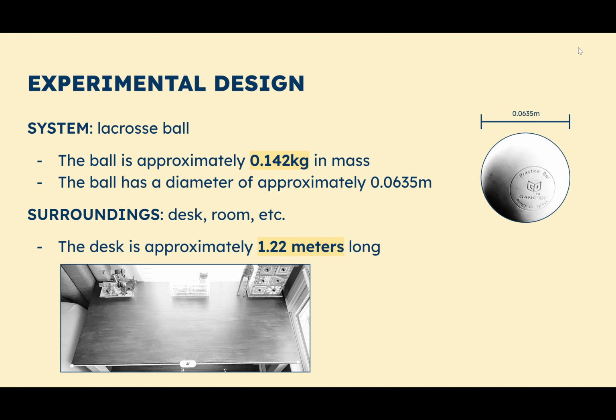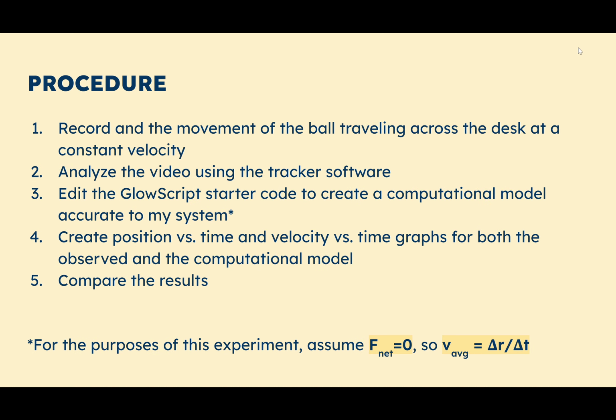The experimental design includes the system, a lacrosse ball, which is 0.142 kilograms, and the surroundings, including a desk which is 4 feet or 1.22 meters long. The procedure is the following. Record the movement of the ball traveling across the desk at a constant velocity. Analyze the video using the tracker software. Edit the given GlowScript starter code to create a computational model accurate to the system. Create position versus time and velocity versus time graphs for both the observed and the computational model.